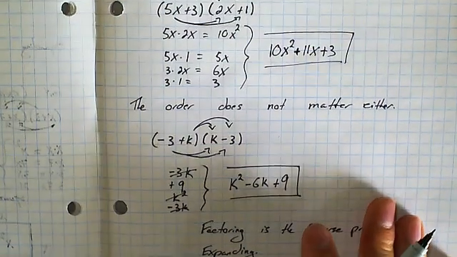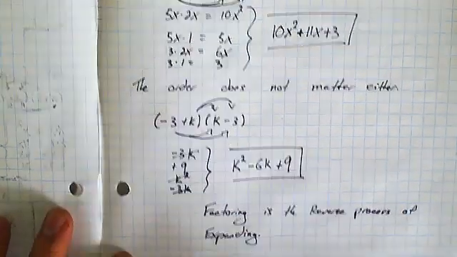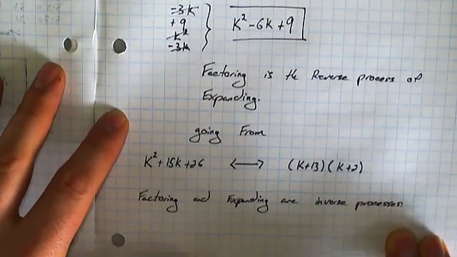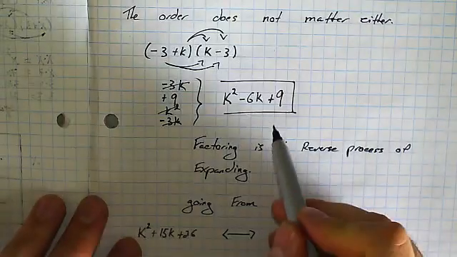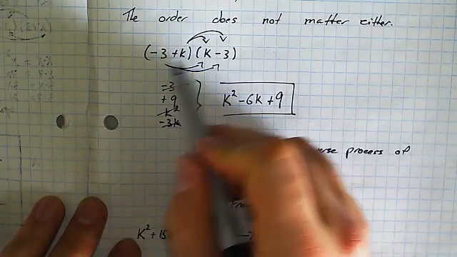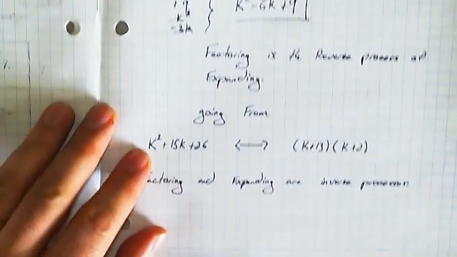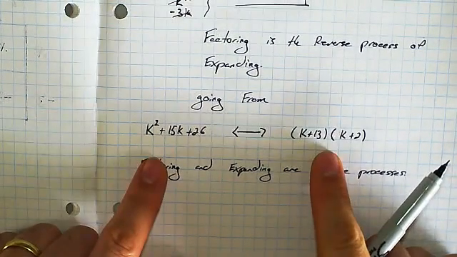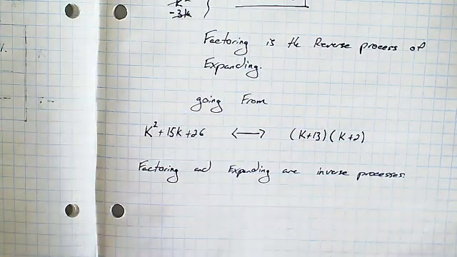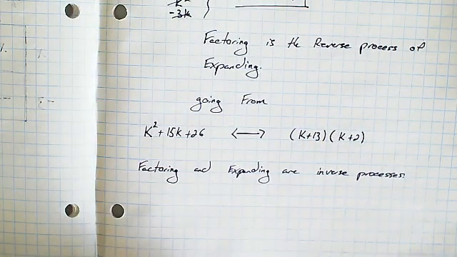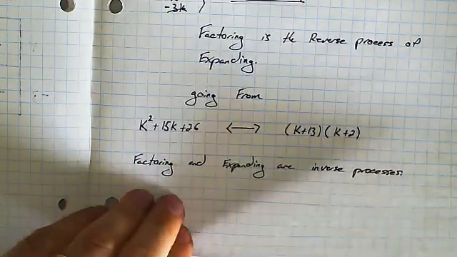Okay. Again, most of that was reviewed from grade 9. Now we're going to get into the grade 10 material. So, factoring is basically the reverse process of expanding. It's going from this and finding out what your two factors are. It's what we call an inverse process. I can go one direction, I can also go backwards. You can go either which way. It doesn't really matter that much.